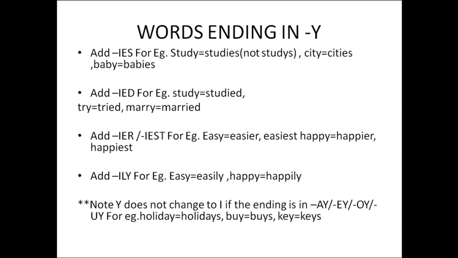Now, you need to understand that there are exceptions to it. And the exception is that Y doesn't change to I if it ends in either AY, EY, OY, or UY. For example, holiday would be written as holidays and we would only add an S to it. Buy becomes buys, key becomes keys. So we just need to add an S to all these words.